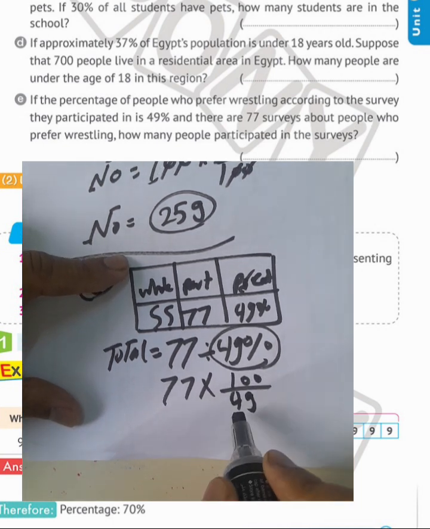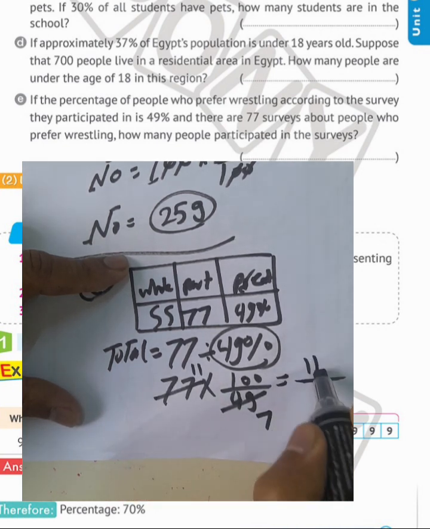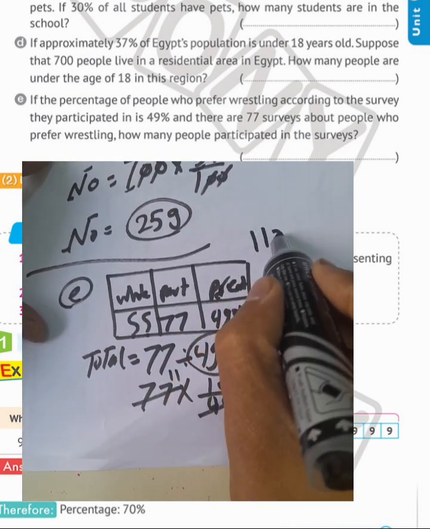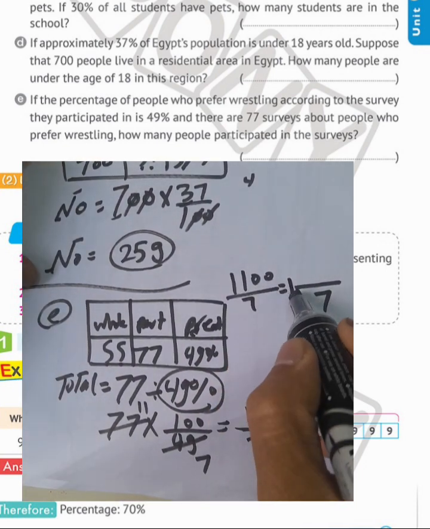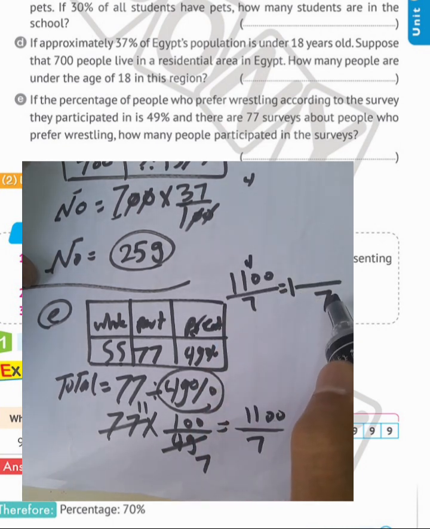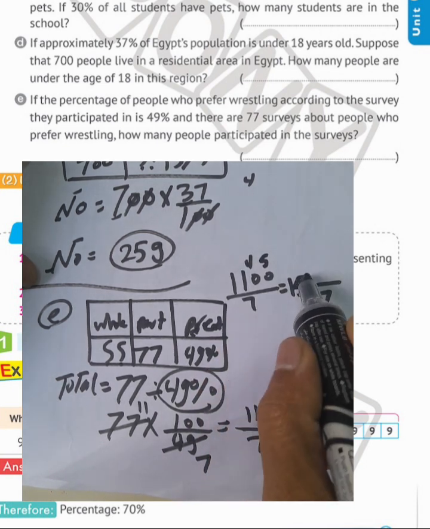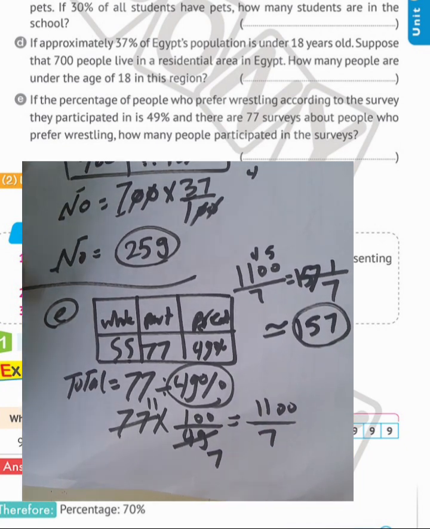And then you can simplify by dividing by 7, it will be 11. 11 times 100 will be 1100 over 7. And then you can write this number in the simplest form. Write 7 in the divisor, and 11 divided by 7 equals 1 and the remainder 4. 40 divided by 7 equals 5. 5 times 7 equals 35 and the remainder 5. 50 divided by 7 equals 7 and the remainder 1. Then the number is nearest to 157 people. Okay.